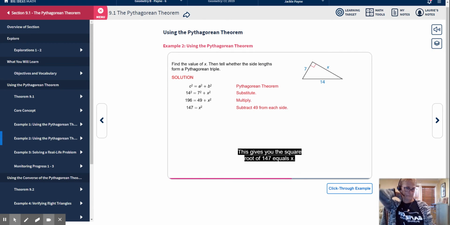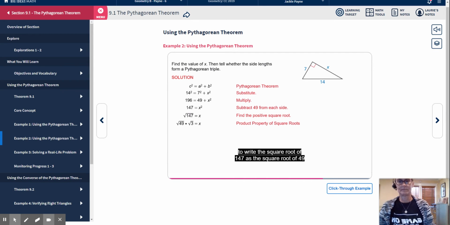This gives you the square root of 147 equals x. To write your answer in simplest form, you can first use the product property of square roots to write the square root of 147 as the square root of 49 times the square root of 3. When you simplify, you get 7 times the square root of 3 equals x. So, the value of x is 7 times the square root of 3.